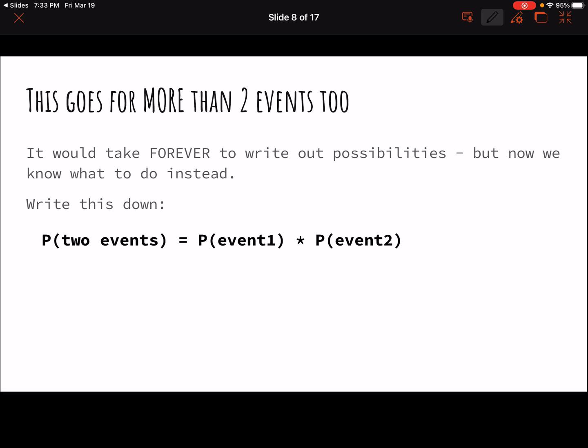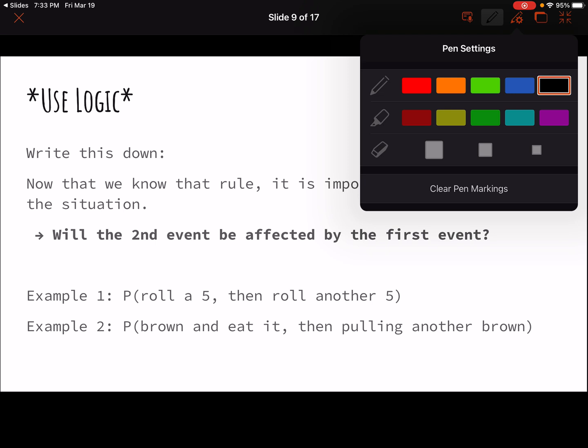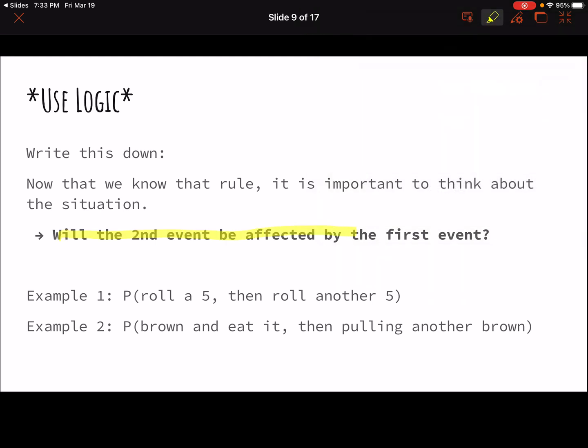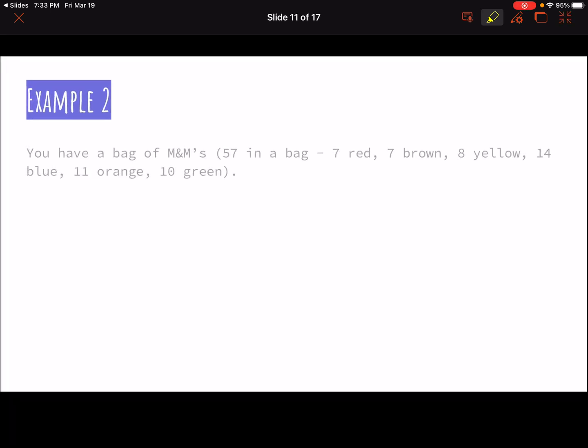And then the only other thing that we need to consider when we're thinking about these multiple events is asking ourselves this very important question: Will the second event be affected by the first event? And a scenario that we're going to look at to help us discover this is thinking about M&Ms.